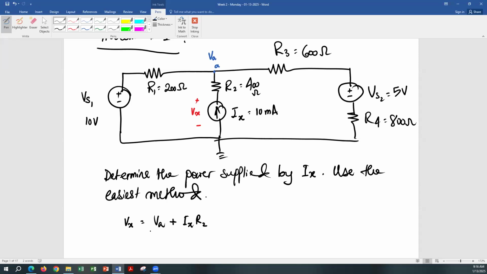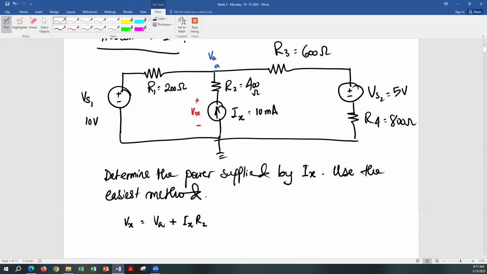Now, if the current is coming out from the top, it's going to pass through R2 in the direction from bottom to top. That means when the current passes through R2, some voltage is going to be dropped when it gets to node A, right? Direction shows that it's going up. Okay. So this is what we are looking for.